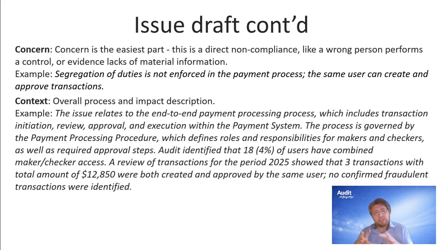But generally, what you may want to include in the context section is the process description, the purpose of the process, and maybe some specifics of its execution. You may also describe the extent of the problem here. In this case, you see the percentage of users with Maker-Checker access. You may add a reference to the procedures or policies that regulate the process, and also the business impact might be put either here or in the consequences section, depending on what you prefer.